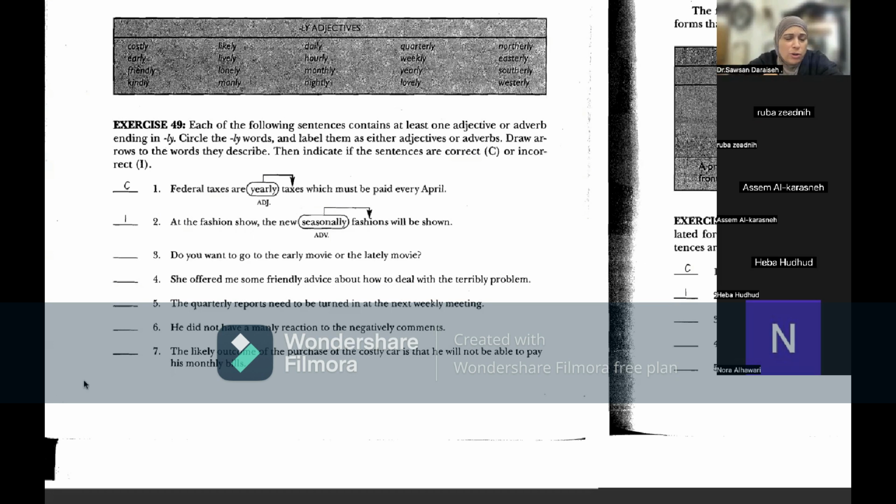And of course, he's going to be hungry and he's going to have to find a way to pay the bills, right? Okay, so I don't think there's a problem in this sentence. Likely outcome of the purchase of the costly car. So we have it used here. It's fine. Costly car. Go back to the table. You can find these as ly adjectives before nouns, and everything is fine.